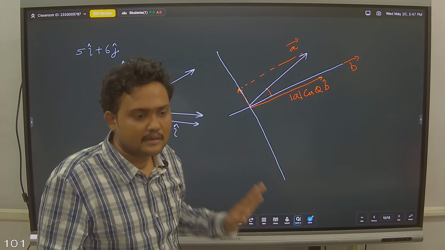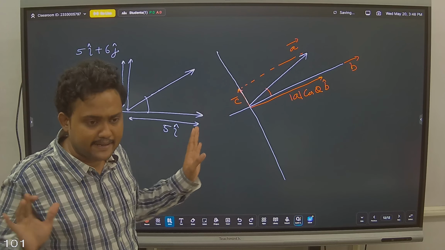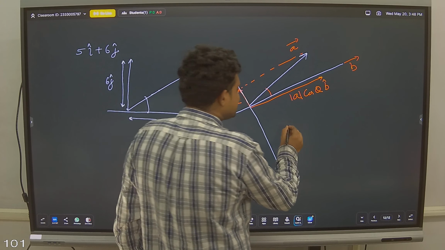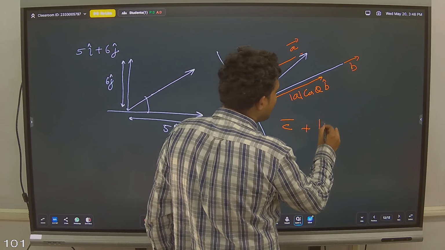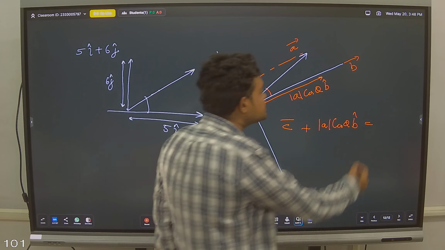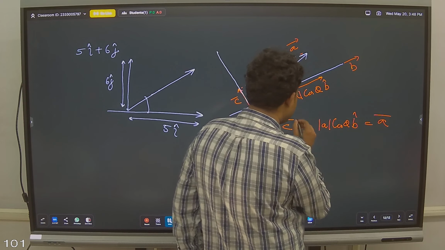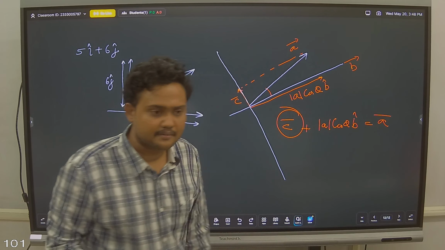Now, something is the component along the perpendicular direction, right? I am going to call it C vector. Now, C vector plus mod A cos theta B cap. What will this give me? A vector. That's it. Using this relation, I will be able to find the perpendicular component.